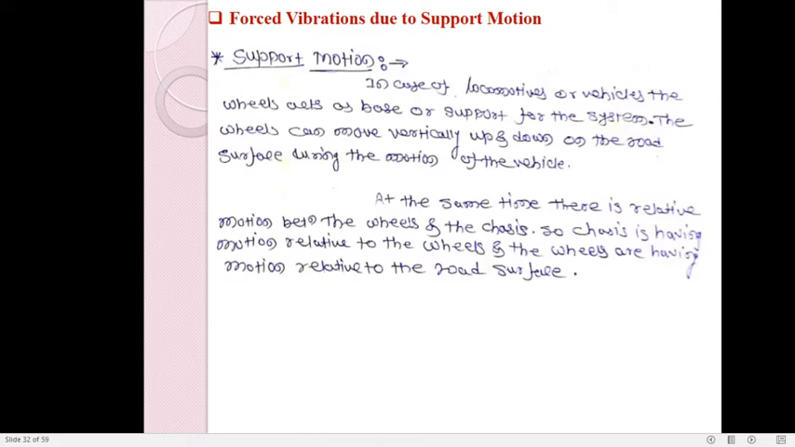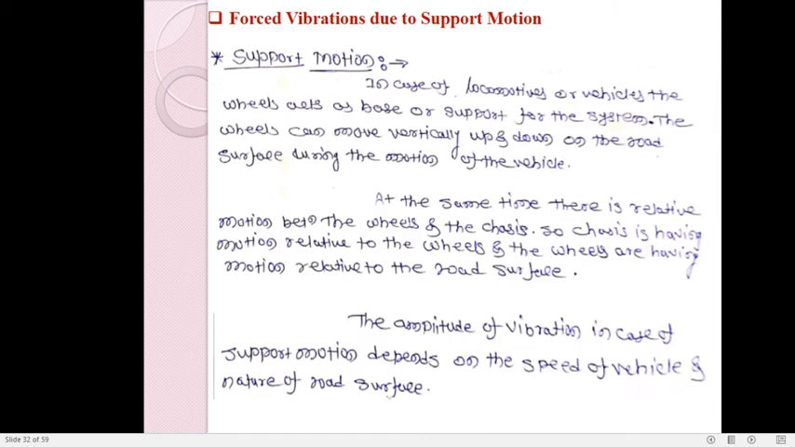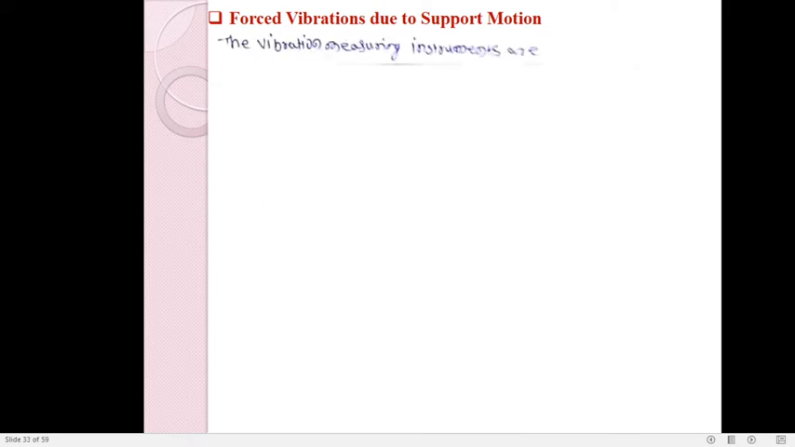Okay, in such cases what happens? There is a relative motion between the wheels and the chassis. So chassis is having motion relative to the wheels, and the wheels are having motion relative to the road surface. The amplitude of vibration in case of support motion depends on the speed of the vehicle and the nature of the road surface. I hope you are understanding this. That is, speed of the vehicle matters a lot, and at the same time the nature of the road surface or road surface irregularities also contributes a lot. So the vibration measuring instruments are based on this concept.